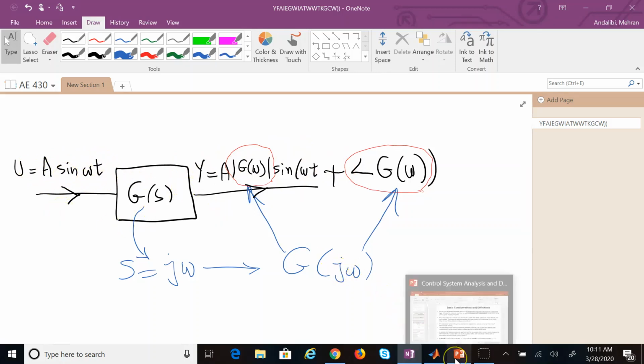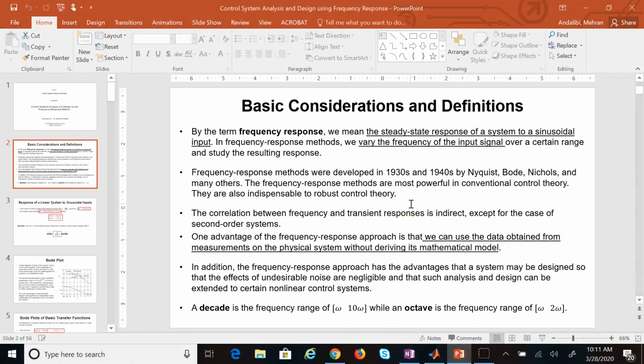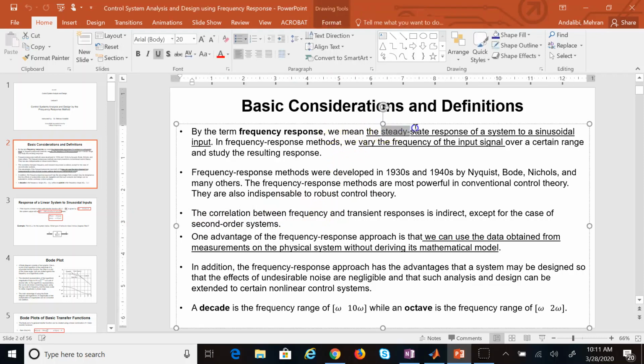So now let's go back and see why this method is worth looking at. First of all, this method has been developed over time, mostly in the 30s and 40s by Bode, Nyquist, Nichols, and others. So there is not one person. And one thing is the relation between this method and the transient response is indirect. Mostly we are looking at the steady state response of the system to a harmonic input. So we might say, what about the transient? And I'll show you that later as we go through.